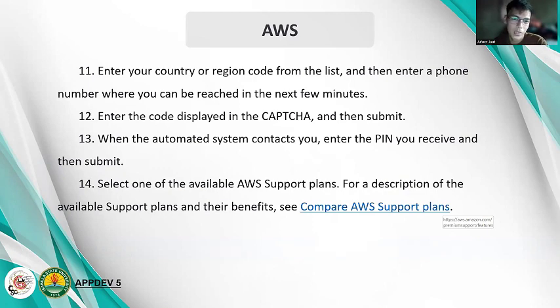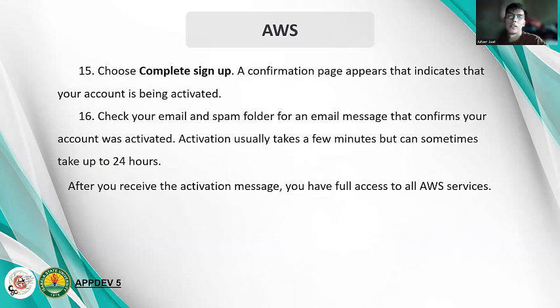Then number 13, when the automated system contacts you, enter the PIN you receive and then submit. Number 14, select one of the available AWS support plans. For a description of the available support plans and their benefits, see compare AWS support plans. Then number 15, choose complete sign up. So patapos na. A confirmation page appears that indicates that your account is being activated.